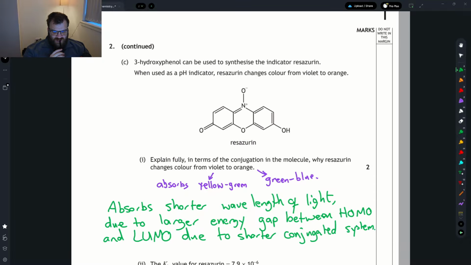When I'm talking about going to a shorter conjugated system, I'm getting that off of the fact that it's a shorter wavelength of light, and then shorter wavelength is higher energy gap. And also the second fact is that the longer the conjugated system, the smaller that gap. If we've got a larger gap, it has to be because of a shorter conjugated system.